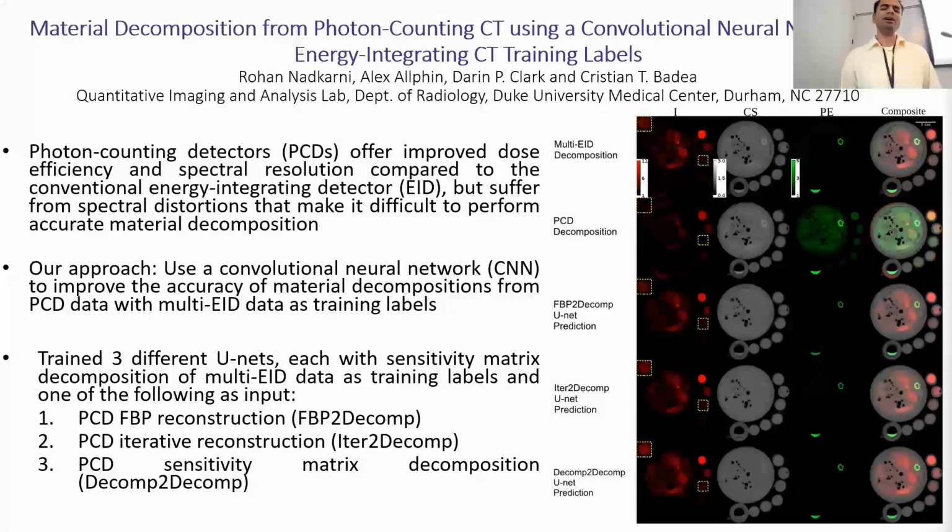As you can see on the right, all 3 UNets give more accurate material maps than the PCD matrix inversion decomposition. Thanks for listening, and I hope you'll check out my poster.